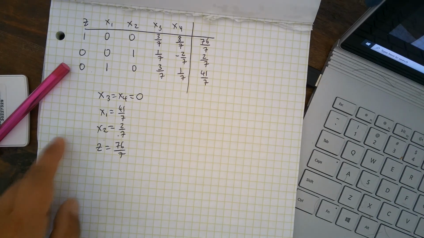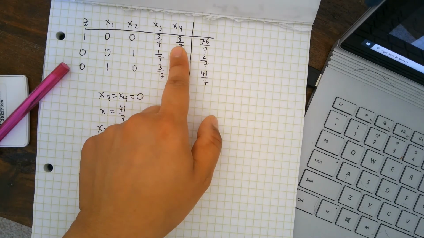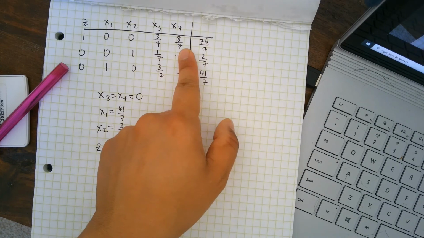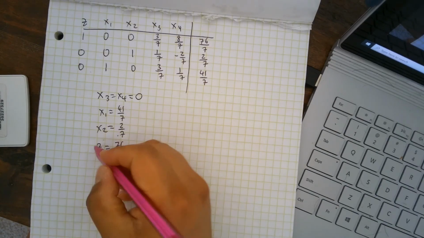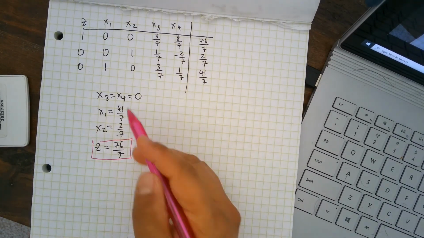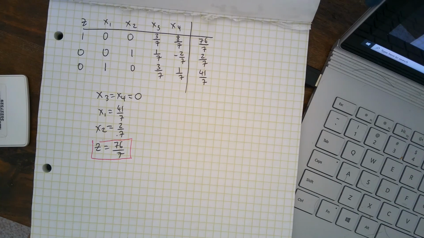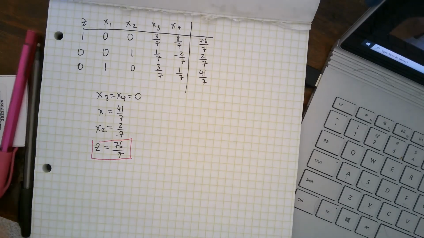Now we look at the first row. There's no negative coefficients there, so this is our final optimal value of z, and we know what values of x1 and x2 give us that. That is the simplex method.